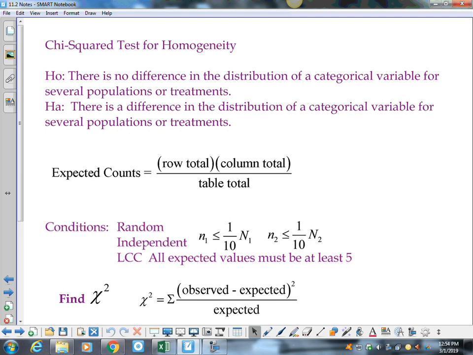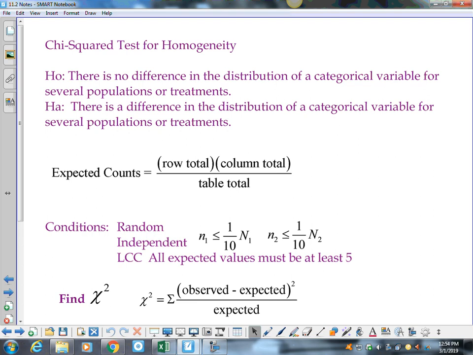So H sub O is saying what about pizza? Be more specific. There you go. There's no difference in the preference for pepperoni pizza between men and women. It's going to be the same percent for both. So your alternate is that there is a difference.